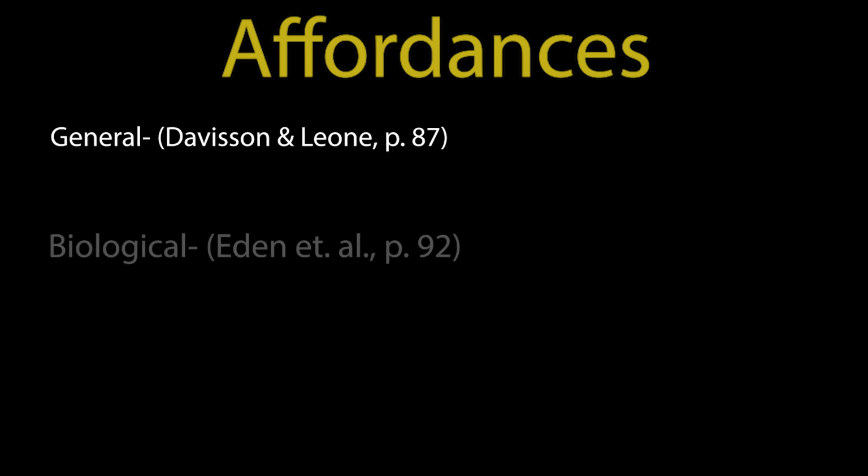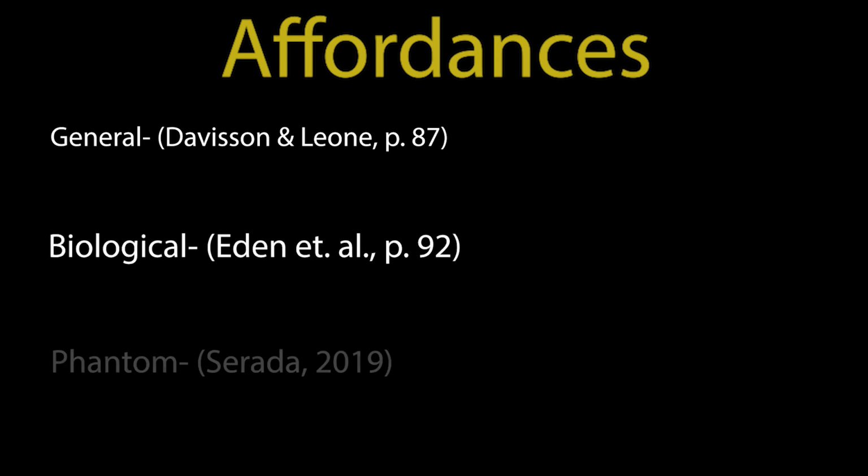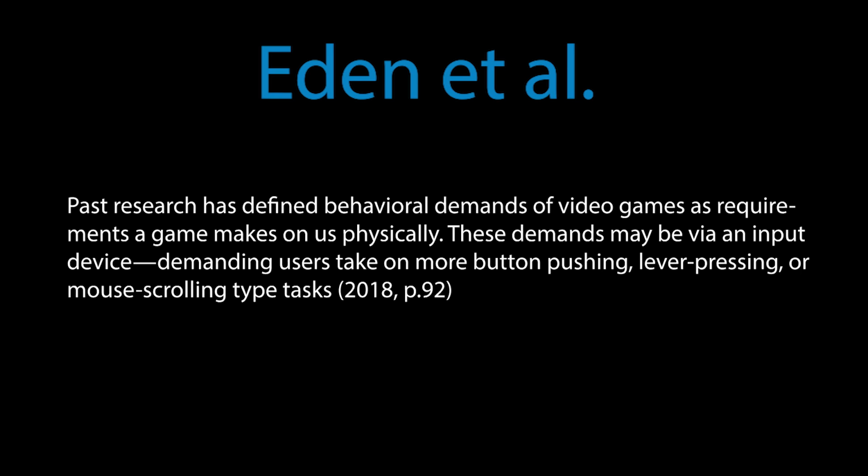Within affordances, we're going to be looking at general affordances, that being what can you do in the game, what can you not do in the game. Secondly, we're going to look at biological affordances, and finally, phantom affordances within games. So, what are biological affordances? According to Eden et al., biological affordances are demands that may be inputted through a certain device. That means your controller, your mouse, your keyboard, button pushing, lever pressing, things similar to that. All right, so what is your body actually doing to make something happen in the game?